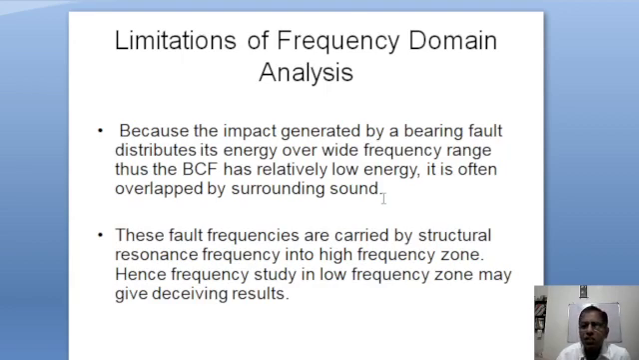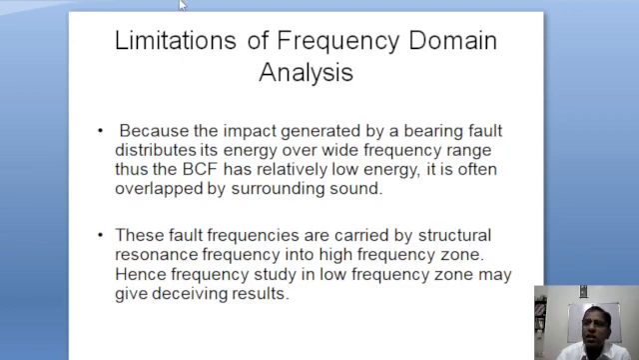while analyzing a signal in the low frequency zone, and these characteristic fault frequencies are carried to the high frequency zone by the structural resonance frequencies. If you try to separate the fault frequencies from the structural resonance frequencies in the high frequency zone, then the conclusion about the location of the fault may be very precise, and that is why it is always recommended to analyze a signal in the high frequency zone rather than the low frequency zone. These fault frequencies are carried by structural resonance frequency into the high frequency zone, hence the frequency study in the low frequency zone may not give decisive results.